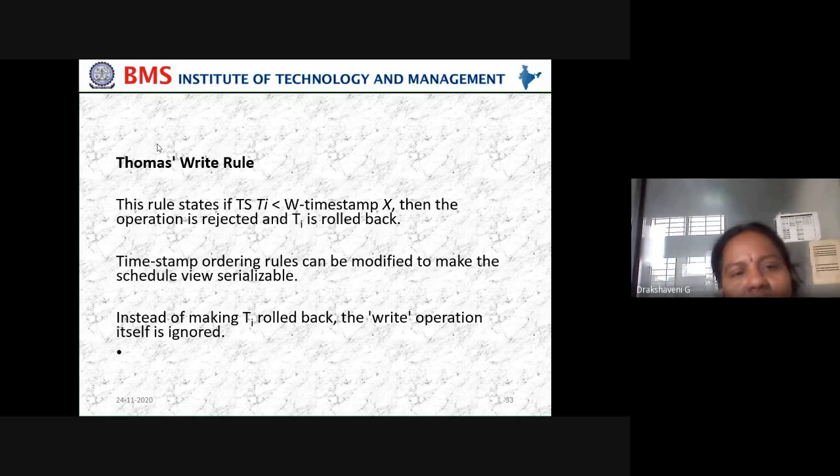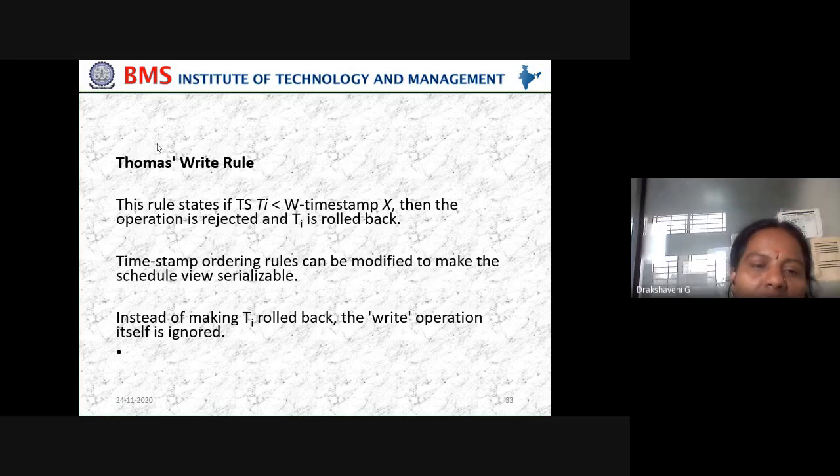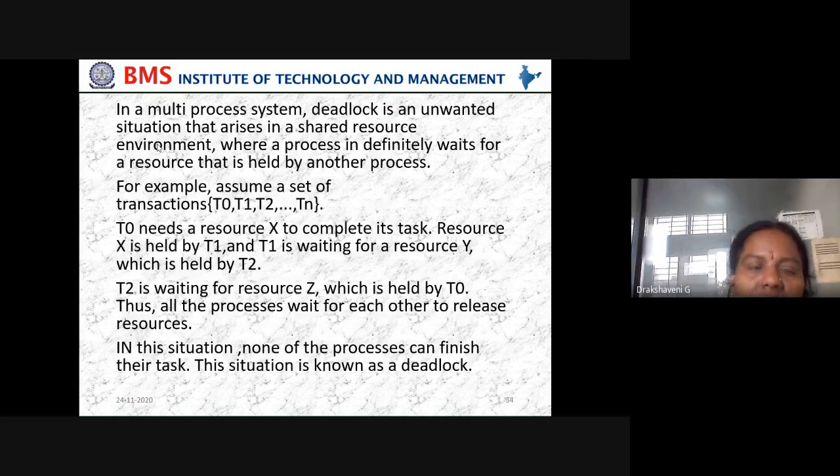So what is this Thomas's write rule? This rule states that if the timestamp of any transaction Ti is less than the write timestamp of X, then the operation is rejected and Ti is rolled back. Now, the timestamp ordering rules can be modified to make the schedule view serializable. Instead of making Ti roll back, the write operation itself is ignored.